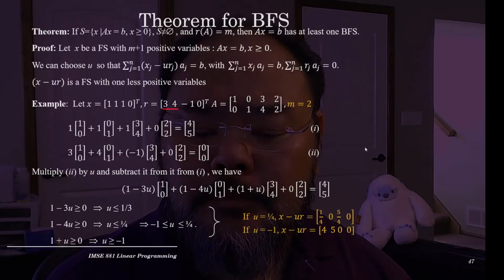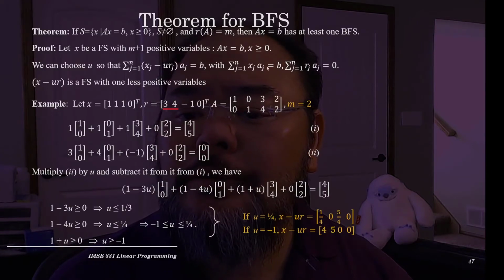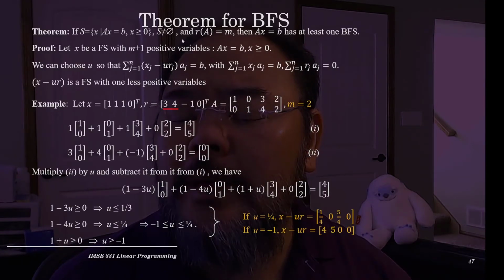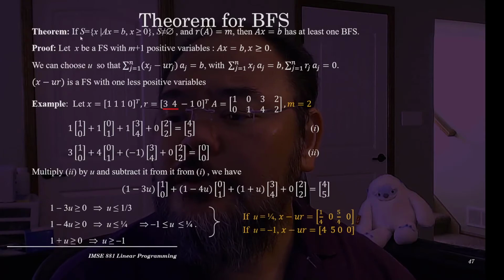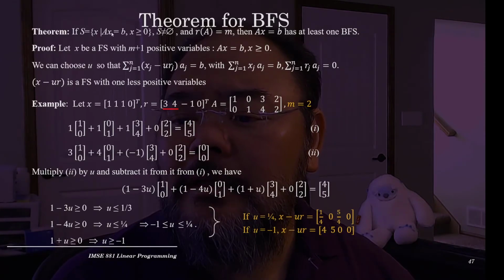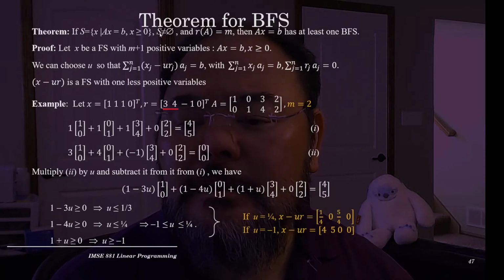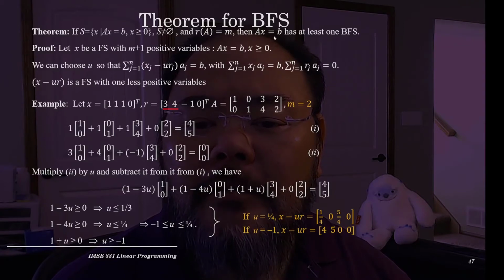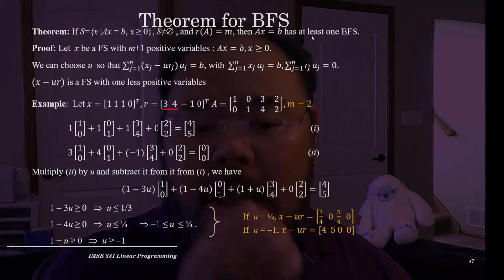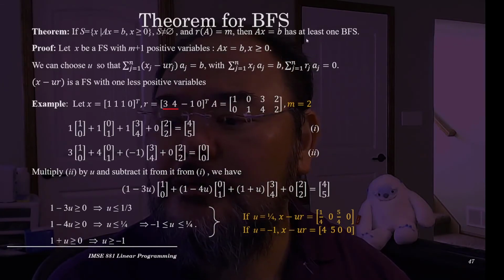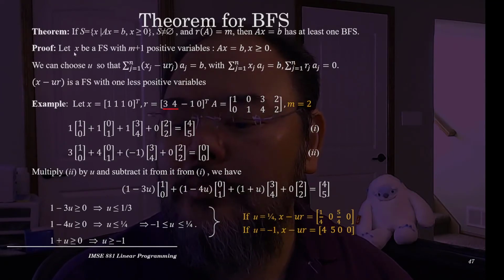All right. So we can show the theorem of a basic feasible solution. S is a set of x, Ax equals b, x is non-negative, S is not an empty set. The row rank of A is equal to m. Then Ax equals b has at least one basic feasible solution, at least one extreme point. So that's what we're trying to prove.